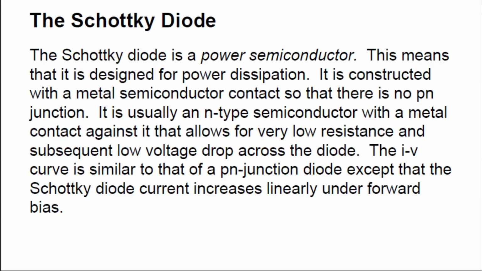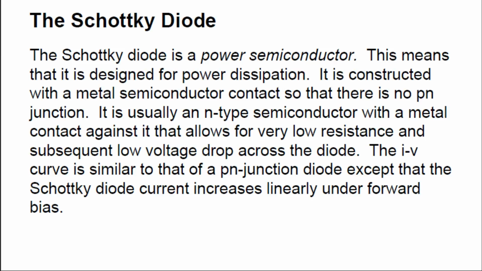And one reason that it can handle more current than a p-n junction diode is because it has less internal resistance associated with it. And that's because the Schottky diode is not formed using a p-n junction. It will use only one semiconductor material, let's say the N-type, because electrons are better charge carriers than holes. They'll move faster. So it's most common to use an N-type semiconductor.